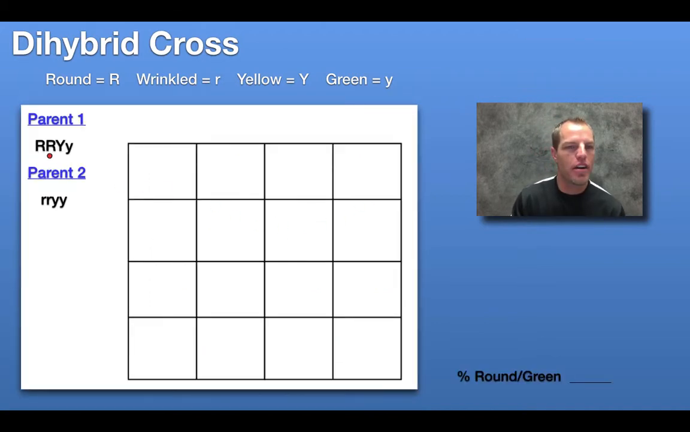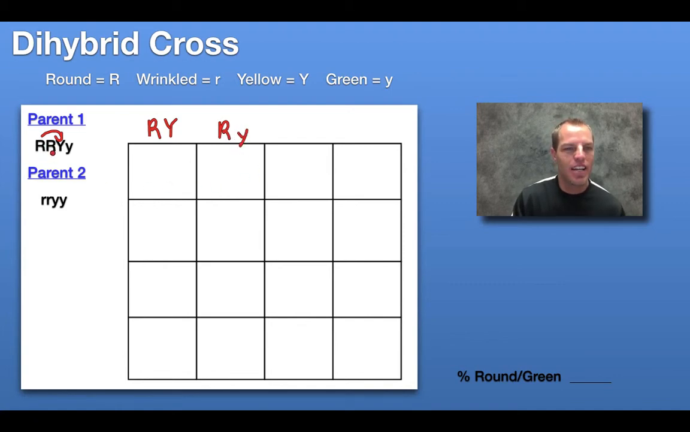All right, so here's parent number 1. We need to take the possibilities from this parent and we need to put them across the top. So what's our first one? We're going to take this first R with that first Y. So we're going to have a big R with a big Y. We're going to take the first R with the second Y. So we're going to have a big R with a little y.